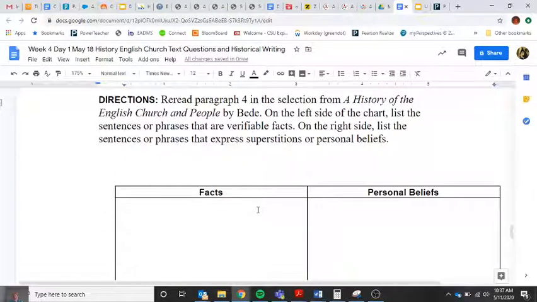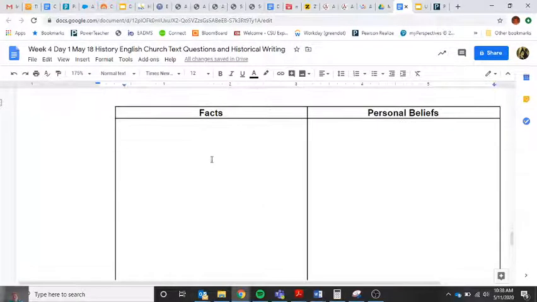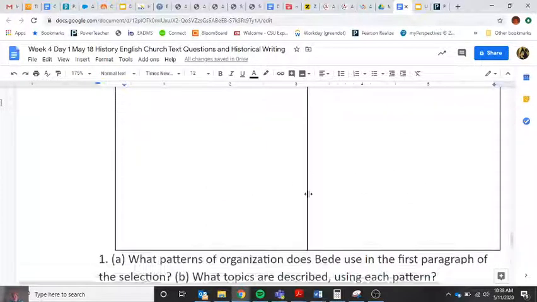So for this part here, you're going to reread paragraph 4 in the reading. On the left side of the chart, you're going to list the sentences or phrases that are verifiable facts. On the right side, you're going to list the sentences or phrases that express superstition or personal beliefs. So paragraph 4, all the facts, all the personal beliefs.